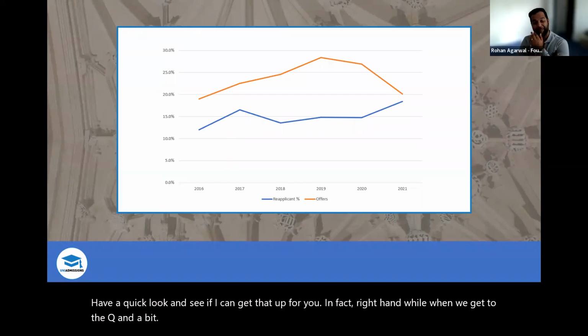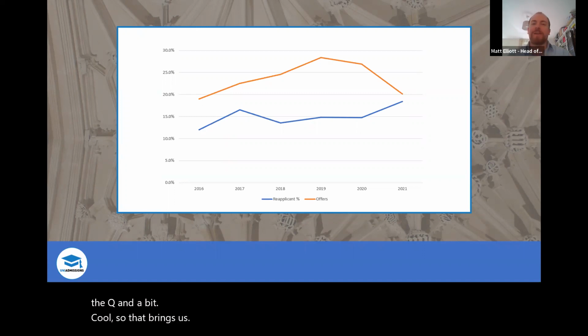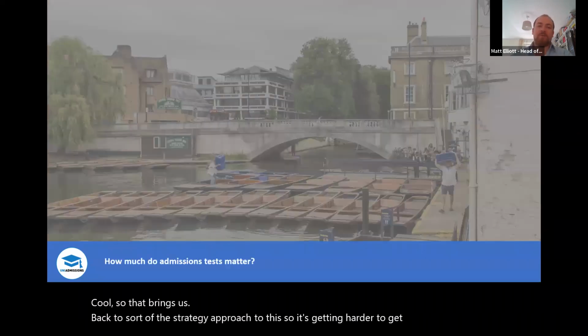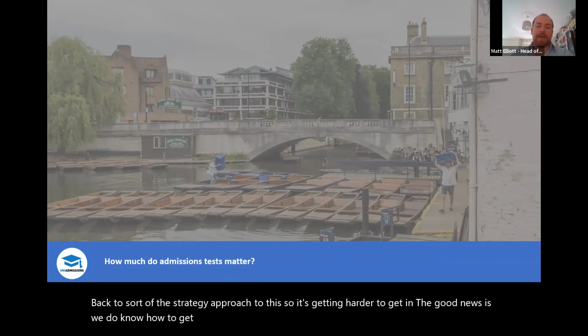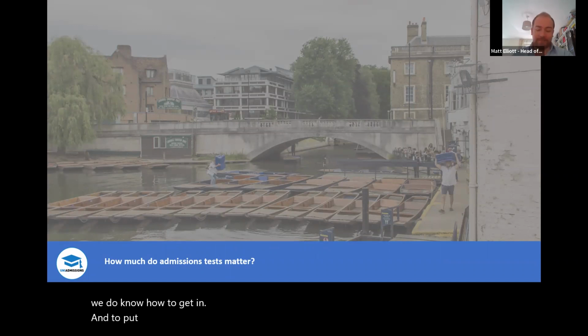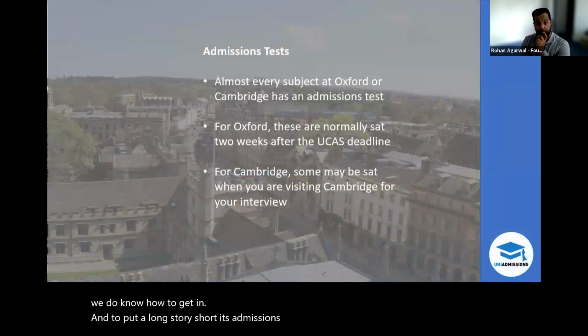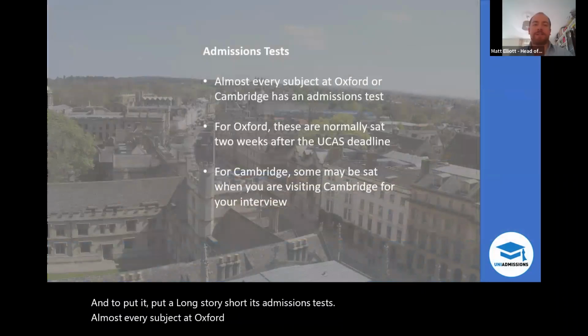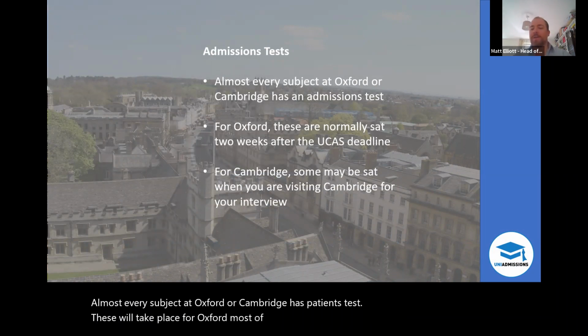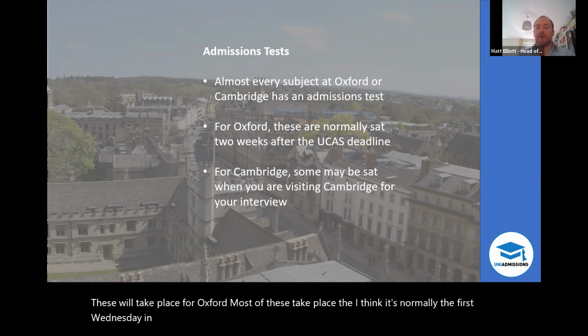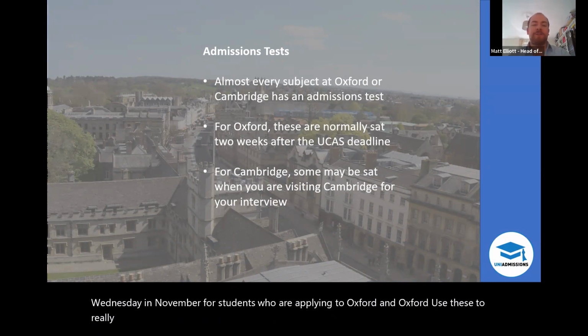Yeah. Cool. So that brings us back to the strategy approach to this. So it's getting harder to get in. The good news is we do know how to get in. And to put a long story short, it's admissions tests. Almost every subject at Oxford or Cambridge has an admissions test. These will take place for Oxford, most of these take place, I think it's normally the first Wednesday in November, for students who are applying to Oxford, and Oxford use these to really narrow down the set of students they're going to interview.